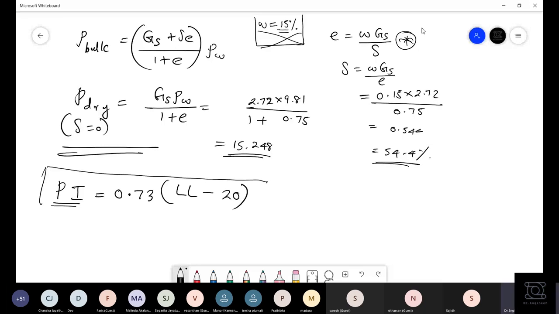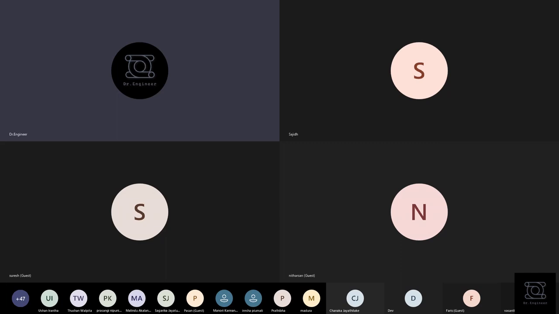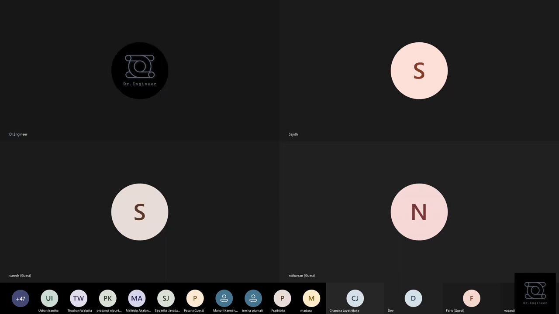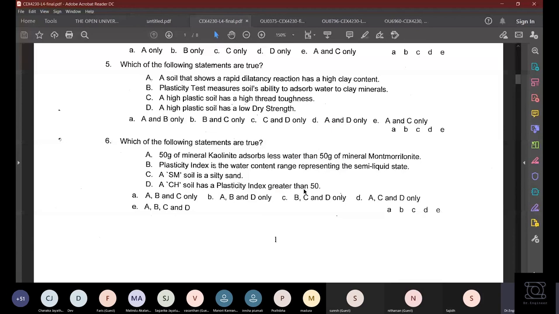All right, so we'll move to the next question. Question number 7. Again, UC test, they're asking about UC test. The test is performed on cohesive soil only. Yes, it is performed on cohesive soil only. A is correct. Then the test yields the shear strength parameter C dash, right? They are saying the shear strength parameter C dash.